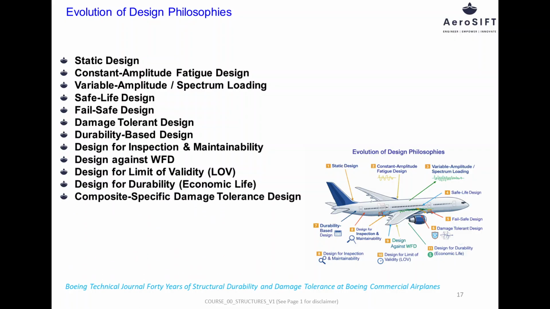With the introduction of composite primary structures, damage tolerance philosophy was adapted to address composite-specific damage mechanisms. Unlike metals, composites do not show visible cracking in the same way, and damage such as barely visible impact damage must be assumed to exist. As a result, composite structures are designed to demonstrate no detrimental damage growth through extensive testing, making damage tolerance an inherent part of composite structural sizing.